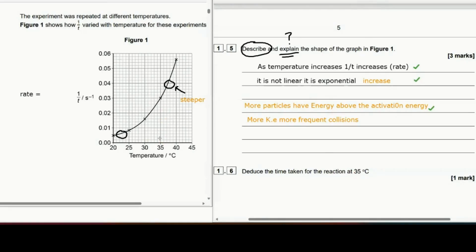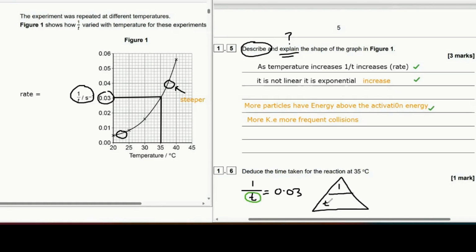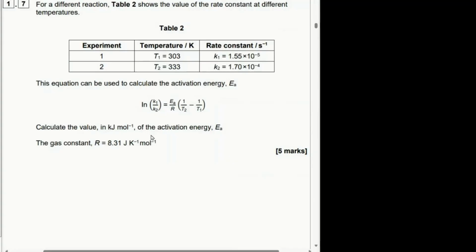Right, deduce the time taken for the reaction at 35. We need to go to 35 degrees, draw a line up to the curve and a line across, and we get 0.03. Now, some students will write that as the time. That's not the time, that's the rate. That's 1 over t. So I need to write 1 over t equals 0.03. For those of you that are bad at maths, you can put this in a magic triangle. Anything that's above a divide line goes at the top of the triangle and the other 2 factors at the bottom. So we've got t times 0.03, and what we're going to do here is go 1 over 0.03 equals time. If you put that into your calculator, you'll get 33.3 seconds. So 1 over t equals 0.03.